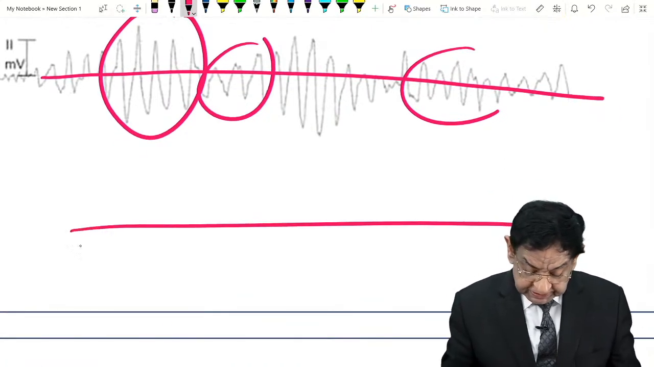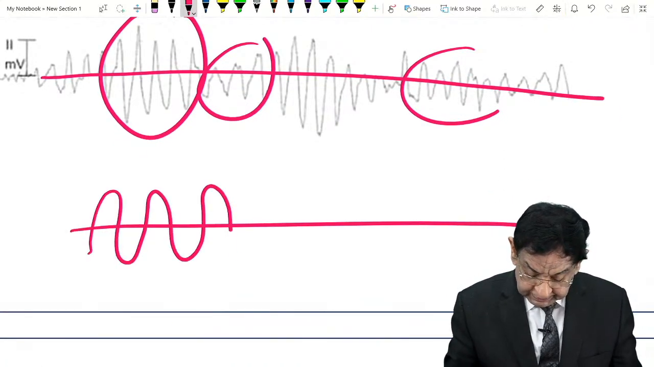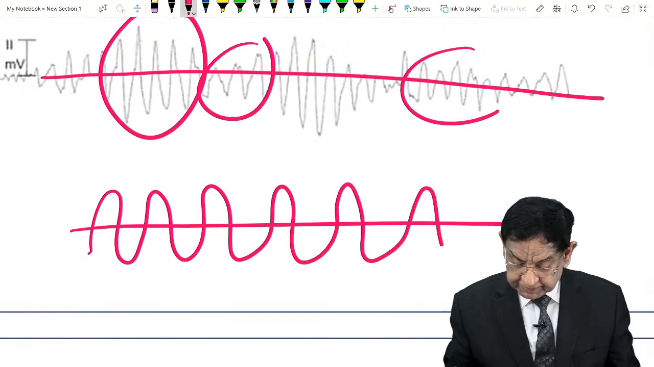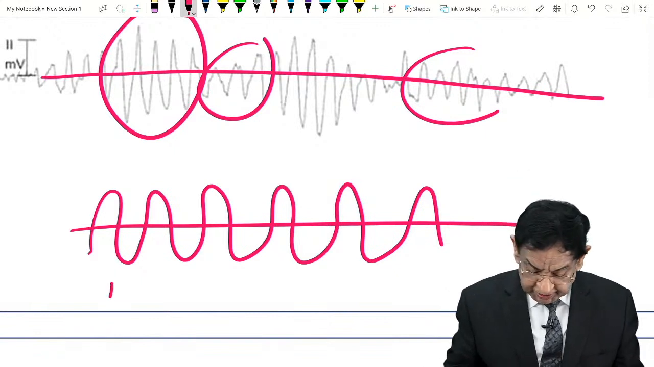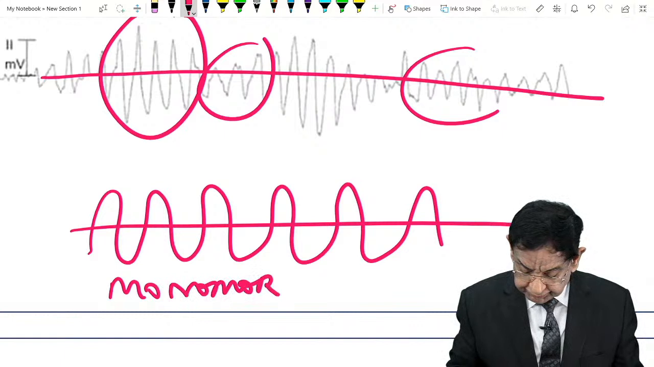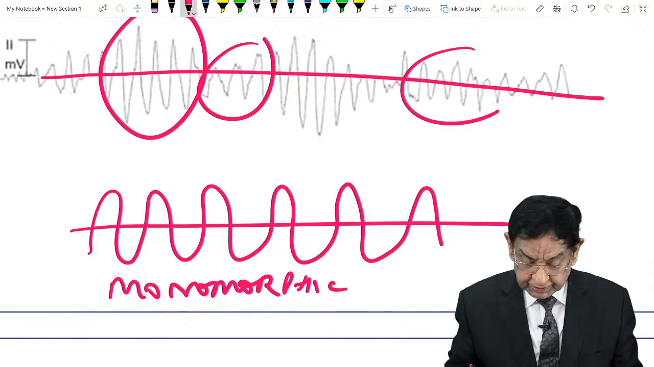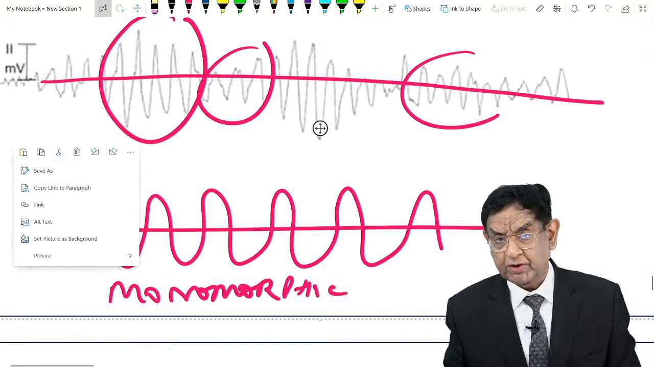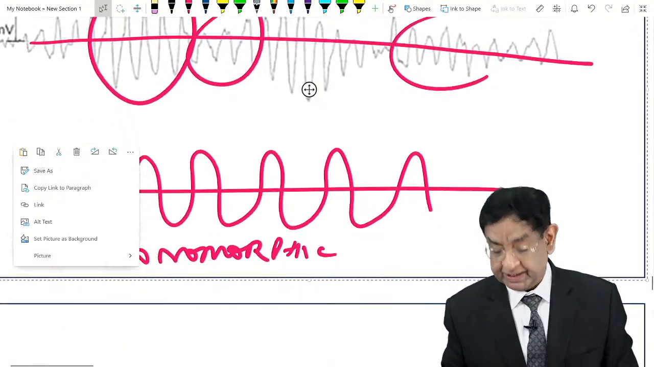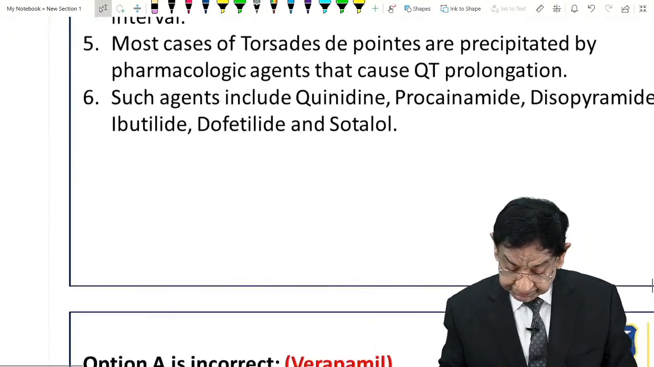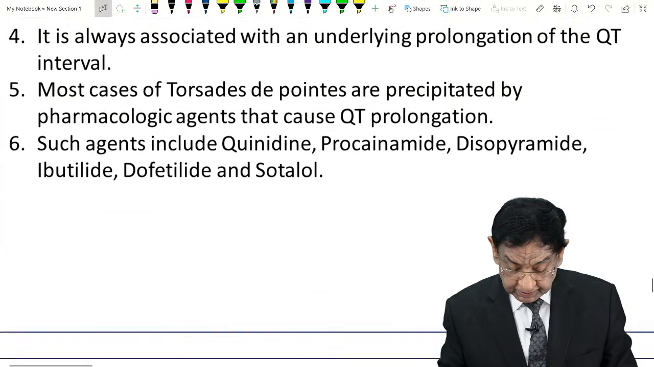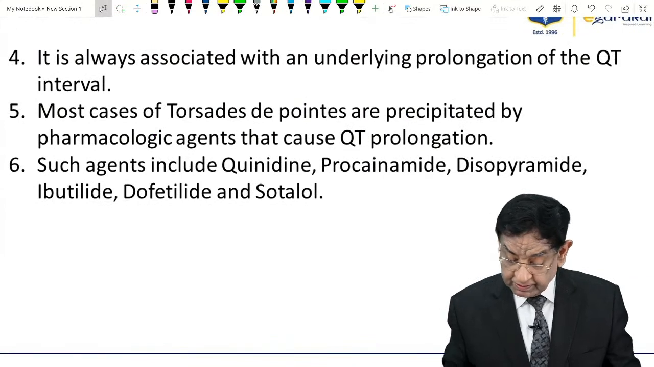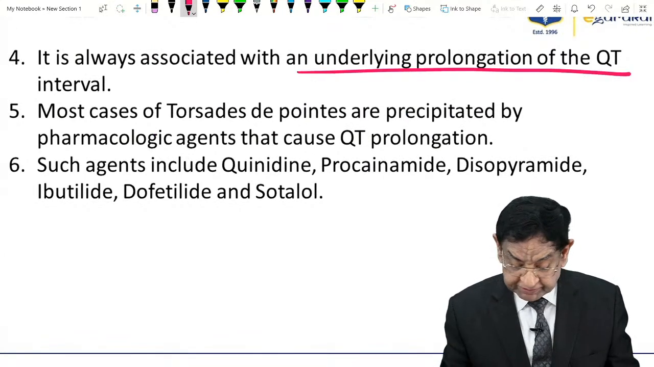Suppose you get it like this, and all these beats are of the same shape. Then we call it monomorphic. Here we are getting different shapes. We call it polymorphic, and this is seen with prolonged QT interval. Okay. Right. So it's always associated with prolonged QT.